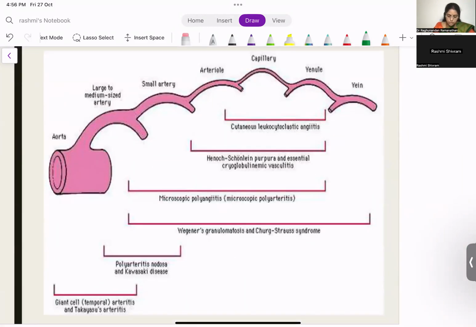If the aorta or a large to medium sized artery is involved, then you have giant cell or temporal arteritis, and Takayasu arteritis also. Moving on to the medium sized artery, you have polyarteritis nodosa and Kawasaki disease. When it goes on to the small artery, you have Wegener's granulomatosis and Churg-Strauss syndrome, which is GPA and EGPA, and also microscopic polyangiitis. Even smaller vessels, you have Henoch-Schonlein purpura and cryoglobulinemia. When the capillaries are involved, you have cutaneous leukocytoclastic angiitis.